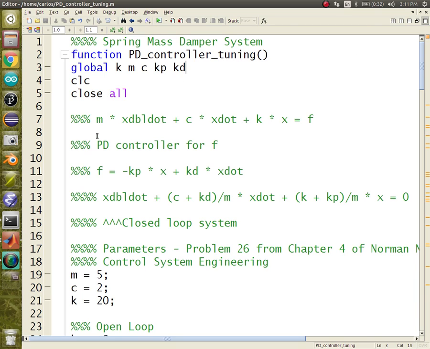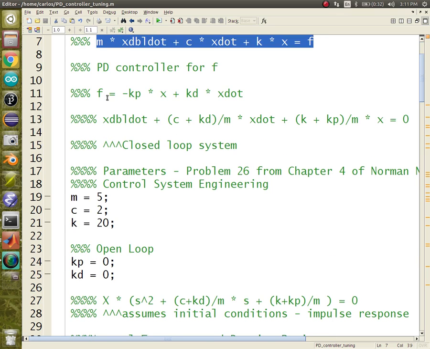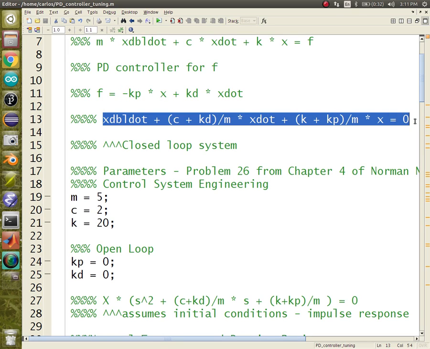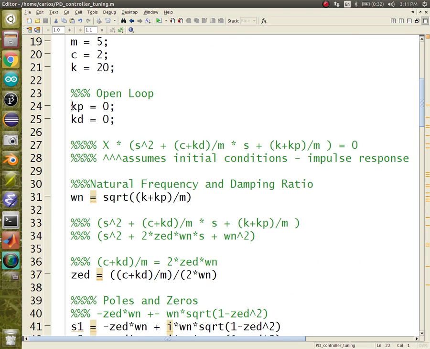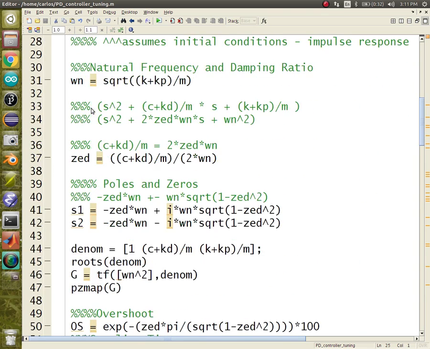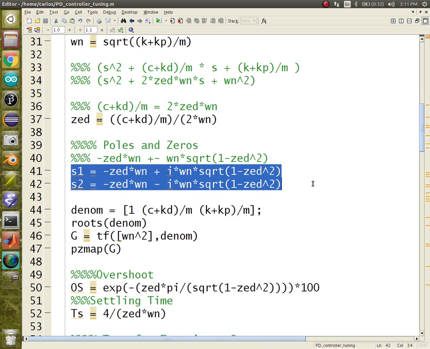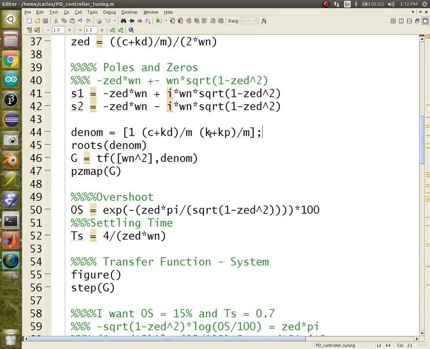So let's just do a little refresher. We have our mass spring damper equation of motion. We're using PD control, so we're having proportional gain and derivative gain. Here's my closed loop equation of motion. Here are my parameters. For open loop, I'm going to set Kp and Kd to 0. I compute my natural frequency and my damping ratio. Here are my open loop poles. Here are the coefficients of the denominator of my transfer function.